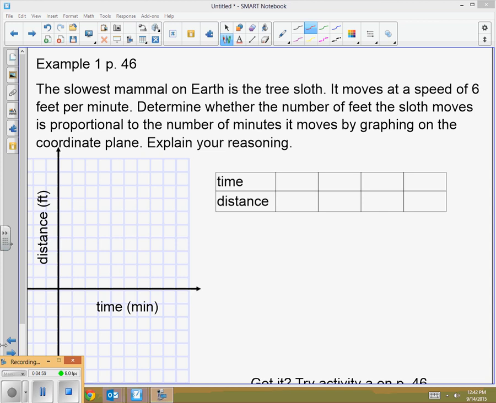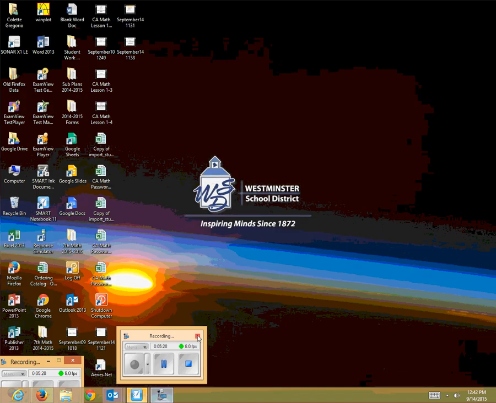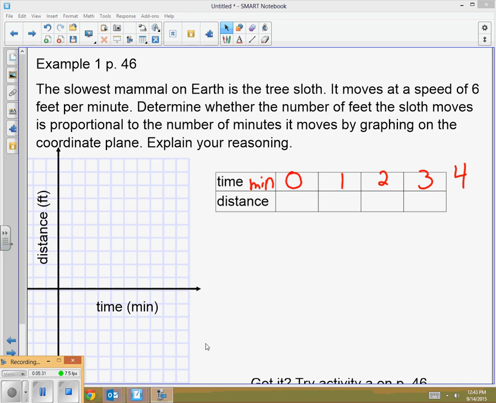Fill it out with me, please. So the time is 0, 1, 2, 3, and I'm going to add another column for 4. Okay, and the time is in minutes. So at 0 minutes, how far can the sloth travel? Well, since 0 minutes represents no amount of time, 0 minutes would be 0 distance. And the distance is measured in feet. So I'm going to fill that out with 0.